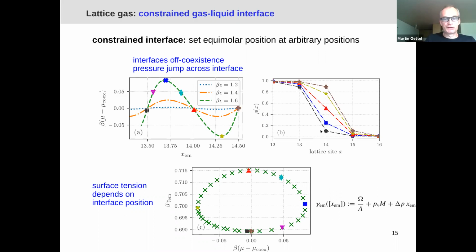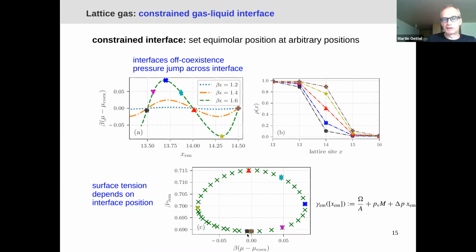And these are solutions which are not at the coexistence chemical potential. So here is the offset of the chemical potential for these planar interface solutions. There's a planar symmetry. But we have a variation from positive values of the offset from the coexistence chemical potential to negative values, and then a return within one lattice unit here. And also the surface tension becomes now dependent on the definition of the equimolar position. And the surface tension has this particular loop here.